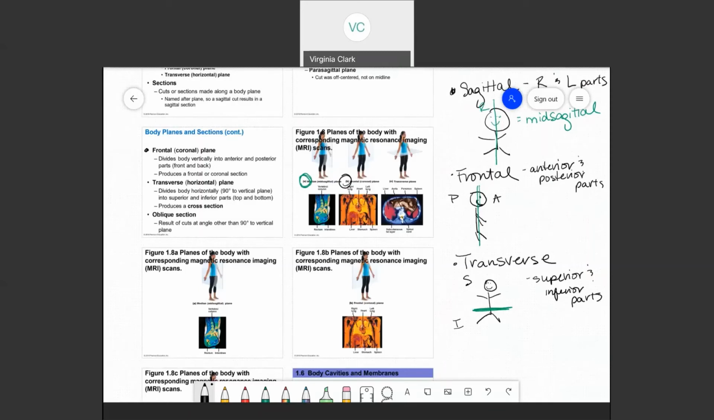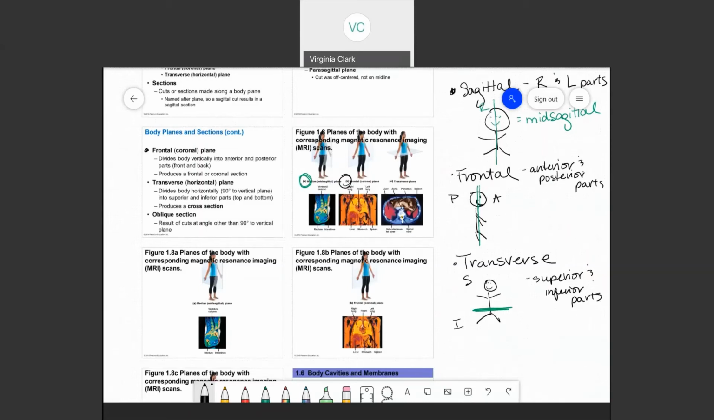So the sagittal is going to split down the middle and create a right and a left. The frontal is going to split down essentially the side of the body and create a front and a back. And the transverse is going to cut across the middle of the body like a belt and create a top and a bottom.